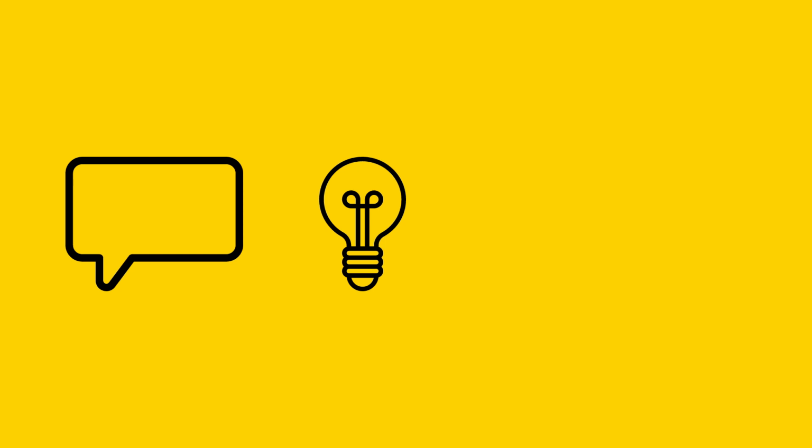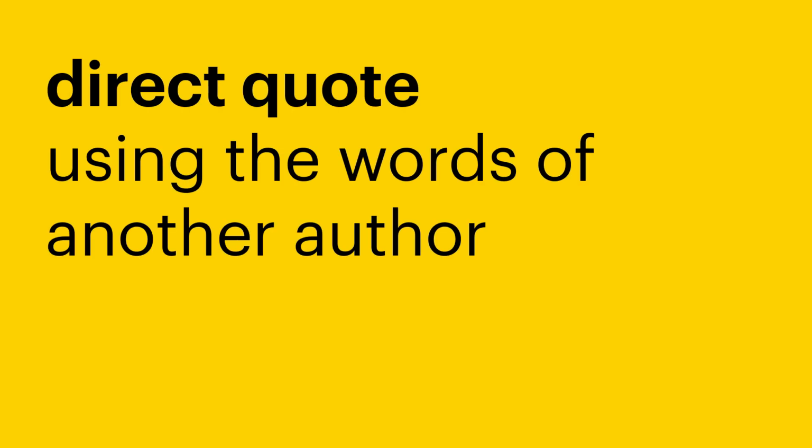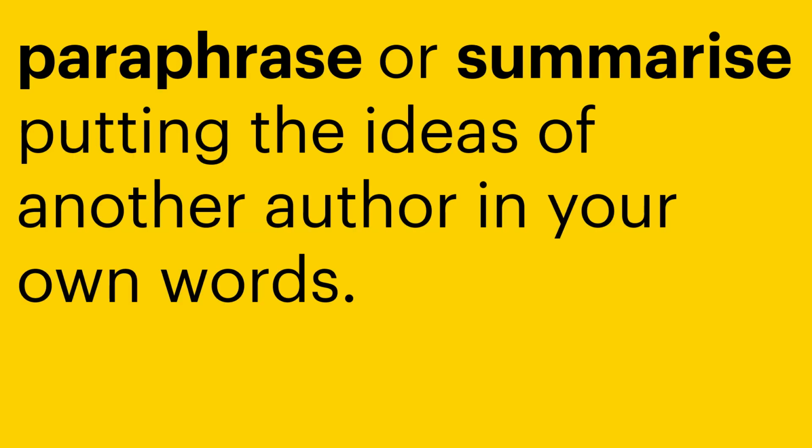Know when to cite. Anytime you include the words or ideas of others in your writing, you need to cite your source. In general, there are 3 ways to incorporate the ideas of others in your writing. Direct quote. This is when you use the words of another author. Paraphrase or summarize. This is when you put the ideas of another author in your own words.